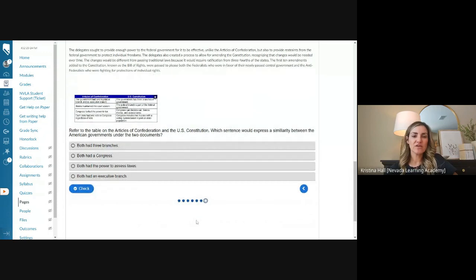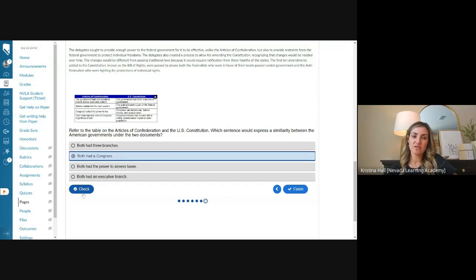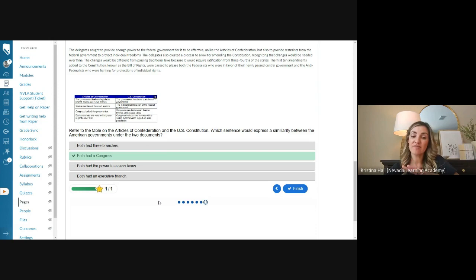Referring to the table of the Articles of Confederation and the U.S. Constitution, which sentence expresses a similarity between the two governments? They both had a Congress. So they both did have a Congress. They did not both have 3 branches. The Articles had 1, the Constitution had 3. Both had access to tax? No, under the Articles of Confederation they were not able to tax. And they both had an executive branch? No, the Constitution with the president has an executive branch. But both did have a Congress.